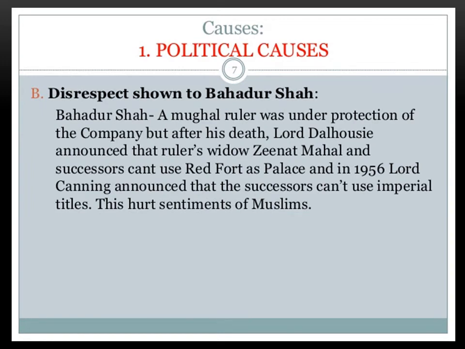The mistreatment of the Mughal emperor was another cause of unrest. It was another cause of disturbance for Indians. By 1857, the emperor had little power left, but was an important symbolic figure. Bahadur Shah, the Mughal ruler, was under the protection of the company, but after his death, Lord Dalhousie announced that the ruler's widow Zeenat Mahal and successors can't use the Red Fort as a palace. And in 1856, Lord Canning announced that the successors can't use imperial titles. This hurt the sentiments of Muslims.